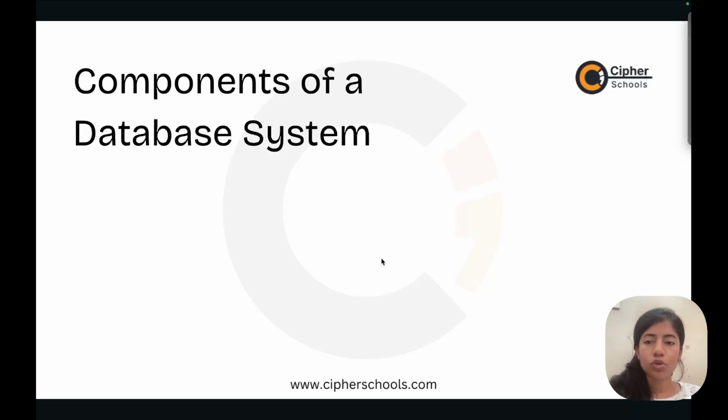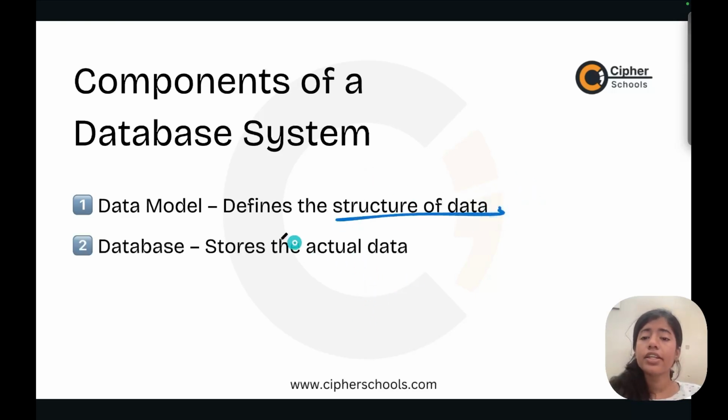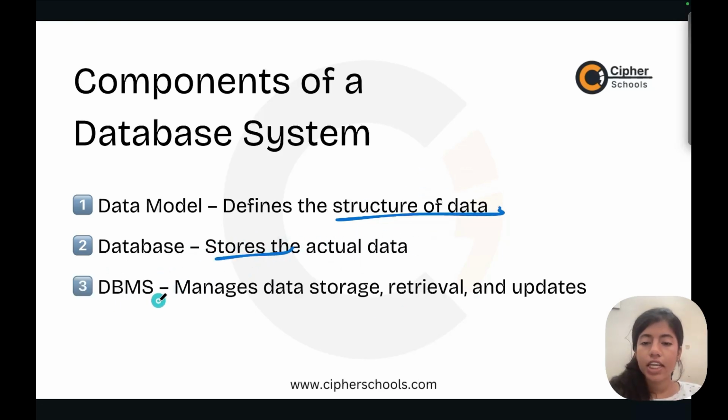Let's continue our discussion on DBMS. Let us understand the components of DBMS. We have discussed almost all of them. The first one is the data model, which defines the structure of data. The next one is the database, which actually stores the data. The data model defines, the database stores.